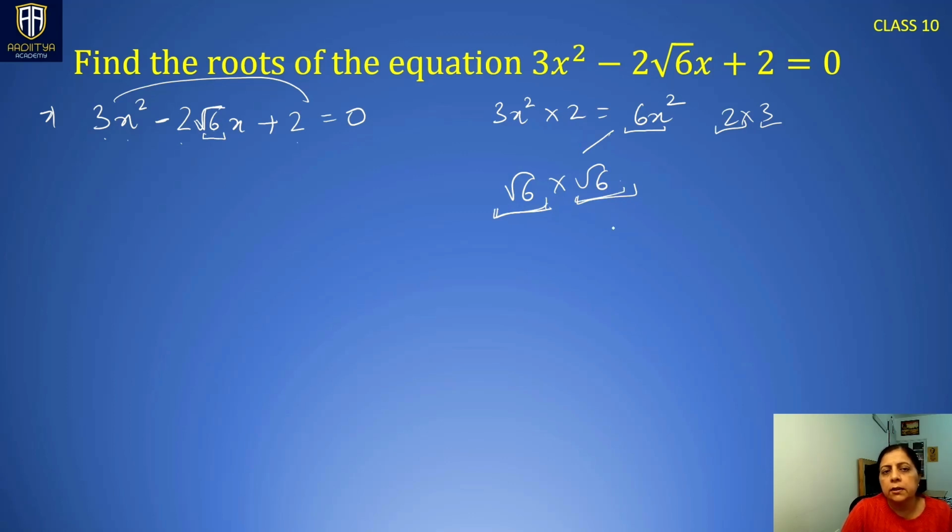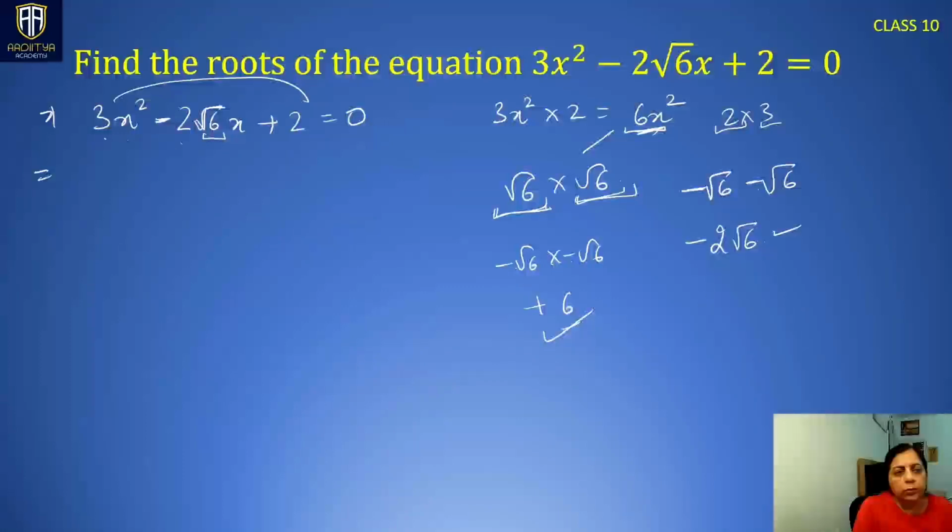So how can we write this? Since the sum is negative, both the factors have to be negative. That means we can write this as minus root 6 and minus root 6. So we multiply minus root 6 into minus root 6, we get negative, negative, positive, root 6 times root 6 is 6. The product is 6, so this is satisfied. Moreover, if we add these two numbers, we get negative 2 root 6. So this pair satisfies both the criteria.